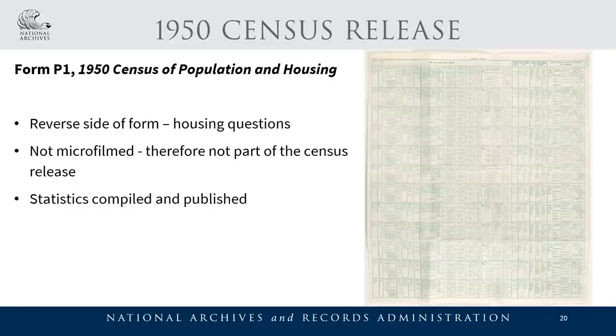This is the reverse side of the form P1. This is the side of the form that had questions about the housing in which people lived, questions about the building materials, the age of the structure, whether it had running hot and cold water, whether it had an indoor toilet or an outdoor privy. This side of the form was not microfilmed and therefore will not be part of the census release. Statistics from the information collected on this side of the form were compiled and published by the Census Bureau and can be found on the Census Bureau website.